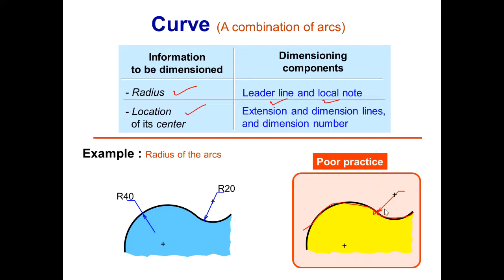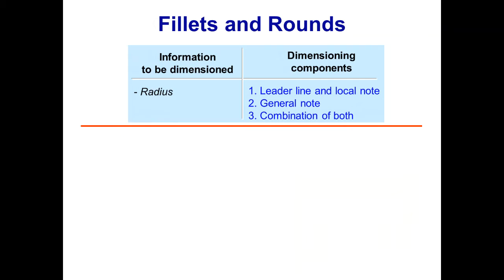So it's not showing that this information here, for example if R20 is written, is information about this arc; this is information about this arc. So you have to make sure whenever there is a curve in your drawing, you dimension both the arcs separately.